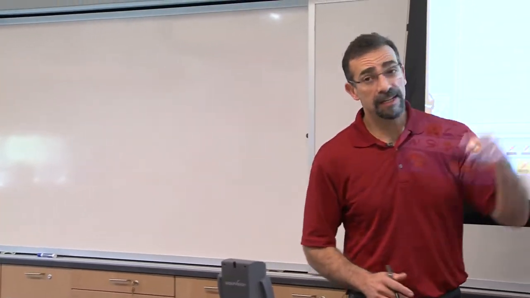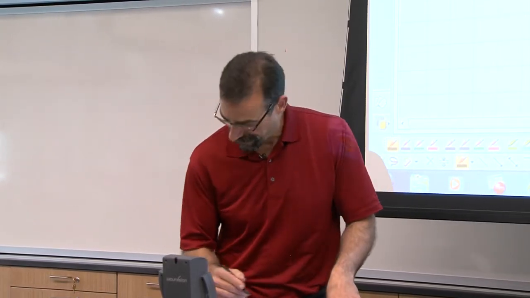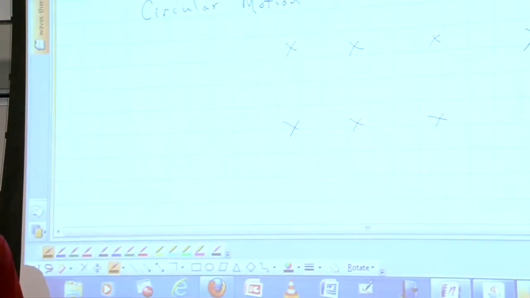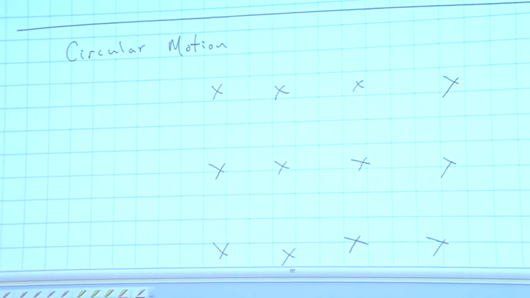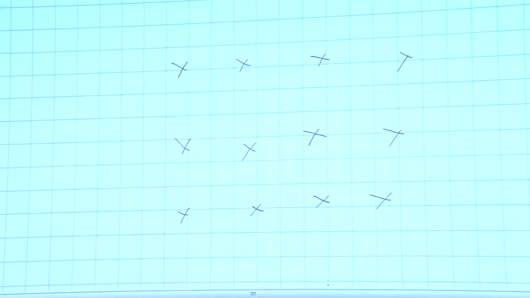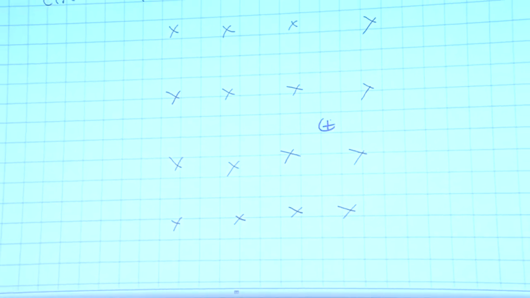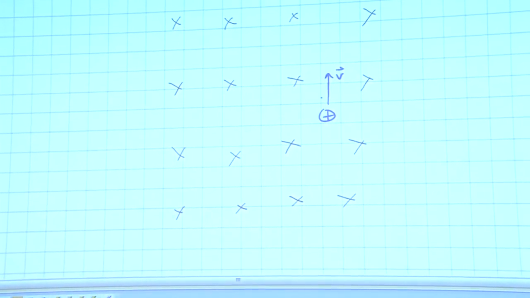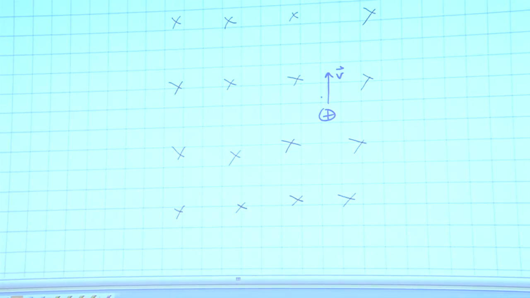So, circular motion. An interesting thing happens with these particles, right? Because the force is perpendicular to the velocity, let's make a magnetic field. What direction? Into the board? And let's have a positive charge moving with some velocity v. What direction is the force on my positive charge? To the left.